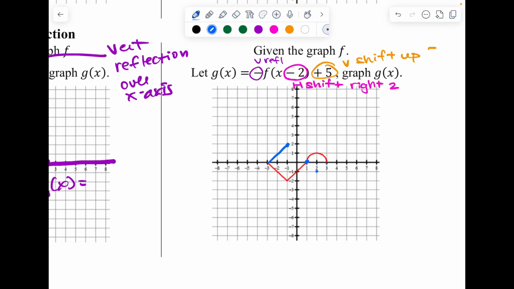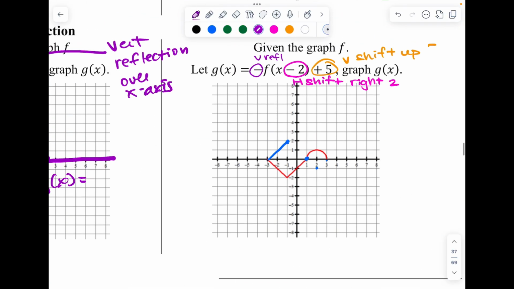So this is our vertical flip, like this. And then we're going to shift to the right by 2, so everything's getting shifted to the right. So it looks something like this. And then we're going to go up by 5. So everything goes up 1, 2, 3, 4, 5. Here's like this. And this point here is going to go up 1, 2, 3, 4, 5. Okay, so we go like this.